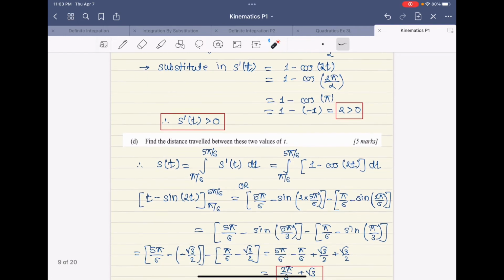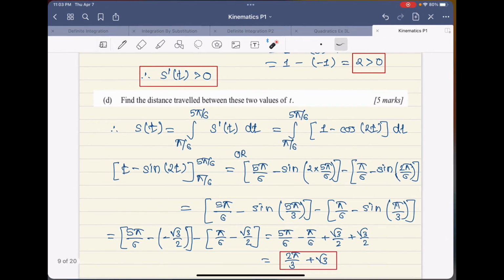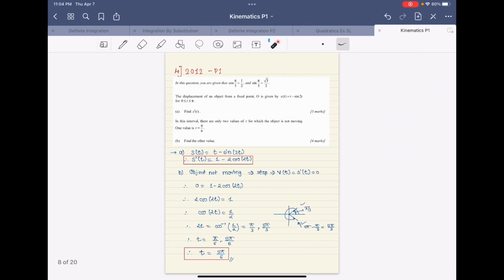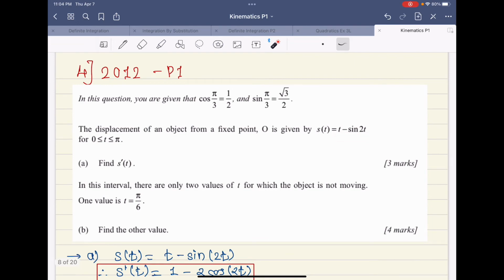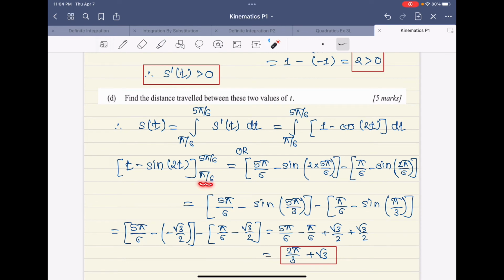Last part. Find the distance traveled between these two values of t. So let's start with s of t. Integration from pi by 6 to 5 pi by 6, because these are the two values of t, and s dash t integration, which is 1 minus 2 cos 2t dt. But we don't need to take this because we already know the distance or displacement, which is t minus sin 2t. So you can directly use that without taking an integration. Only condition is that you write down the lower limit and upper limit behind the bracket.